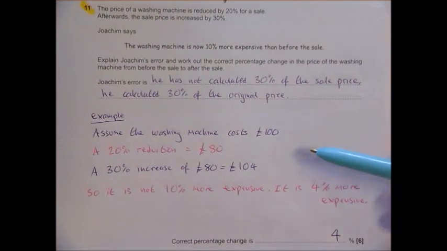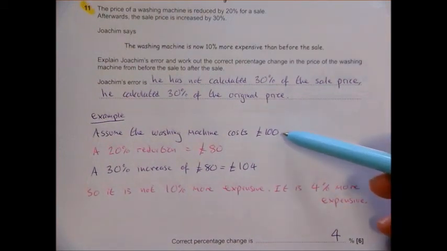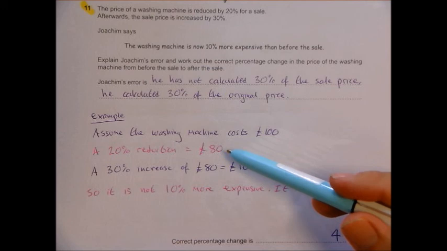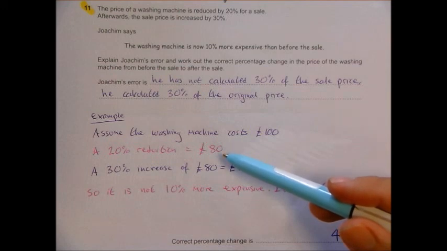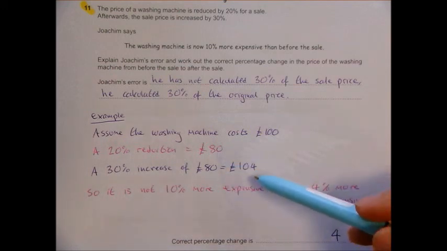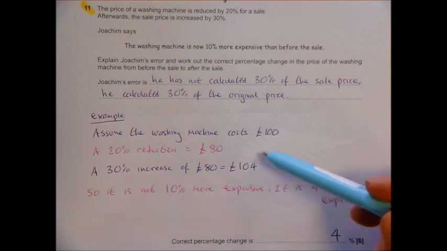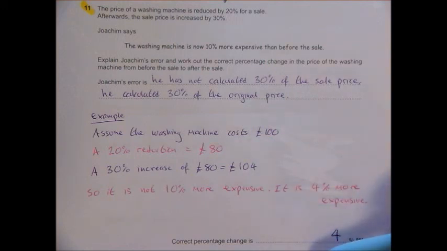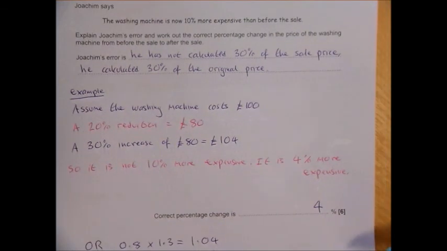Here's my example to try and talk you through it, but this might make more sense. So, assume the washing machine costs £100, a 20% reduction would mean it costs £80. So it's been reduced by 20%. A 30% increase, so add on 30% to £80, so that's 8 at 8 at 8, what's that, 24, and that would be £104. So it has increased from £100 to £104, but it's not a 10% increase, it is a 4% increase. And that is what you need to say here.